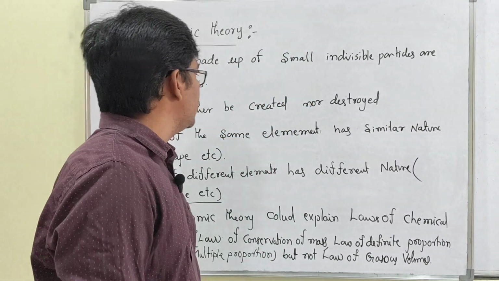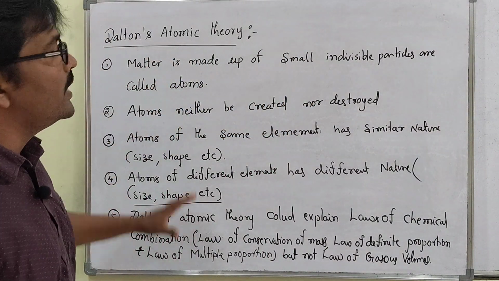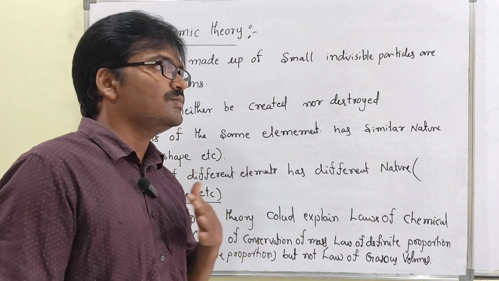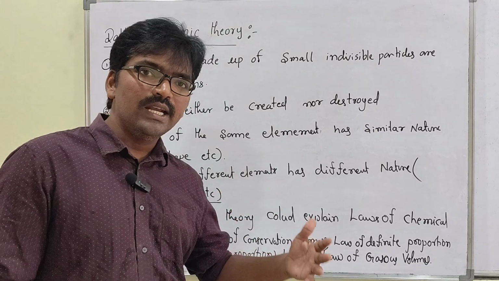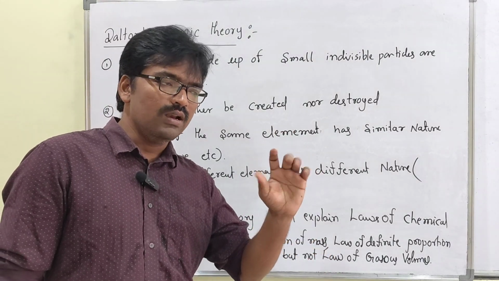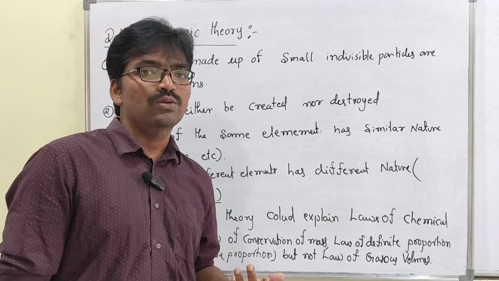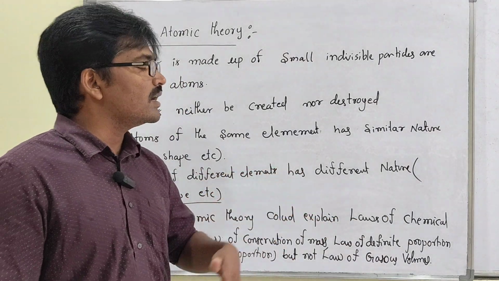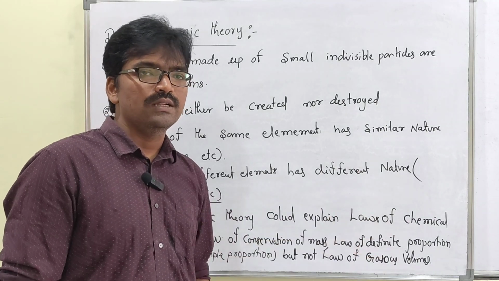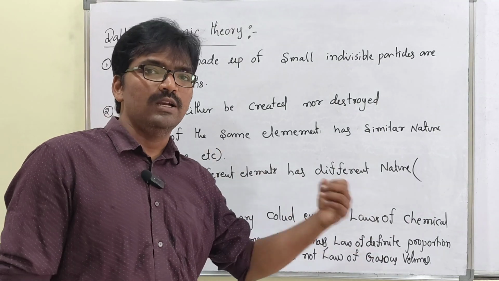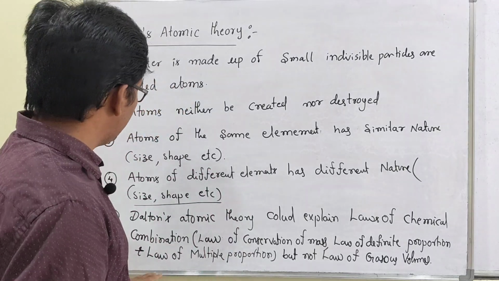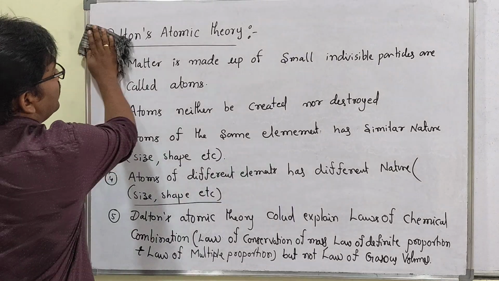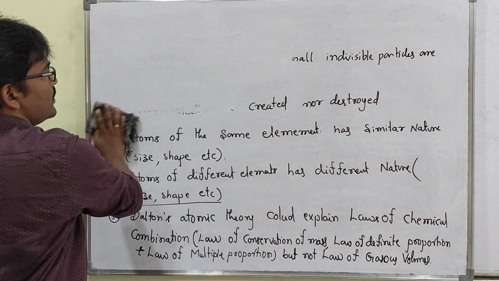So Dalton's atomic theory says matter is made up of small indivisible particles, and these we call atoms. Atoms can neither be created nor destroyed, which is the same as the law of conservation of mass. Atoms of similar elements have similar properties, and atoms of different elements have different properties. Finally, it explains all the laws of chemical combinations.